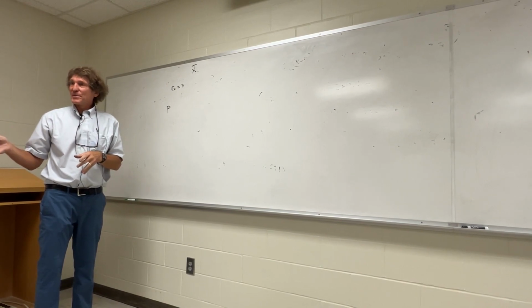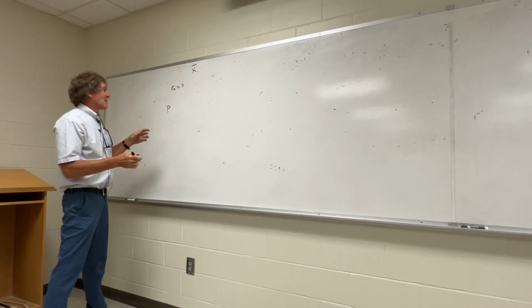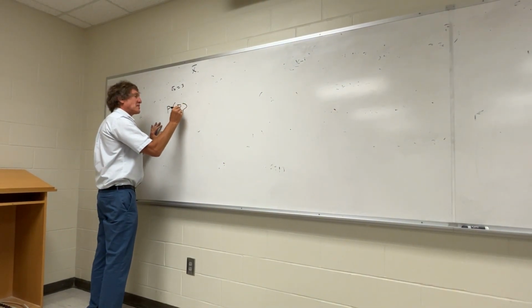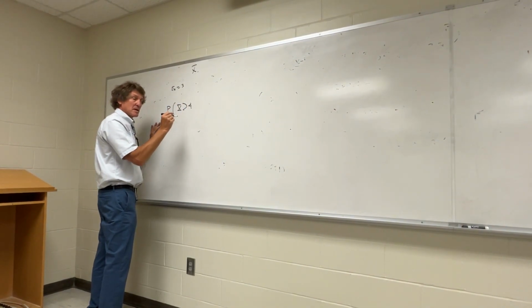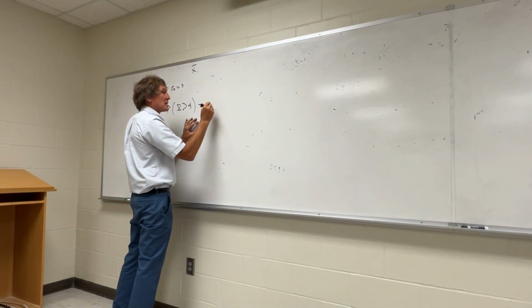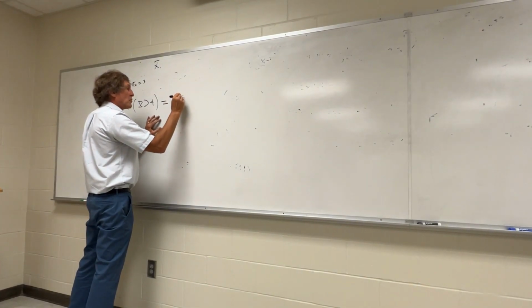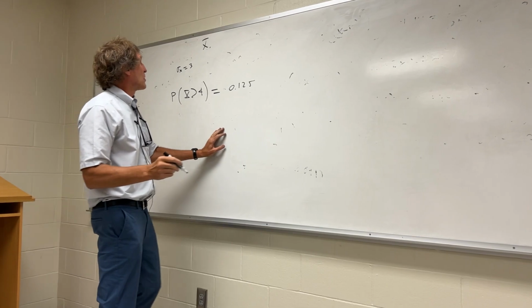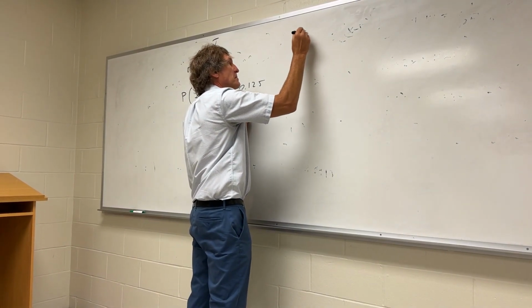All right, you with me, class? I'm going to give you the probability of x being greater than 4 is equal to 0.125, or 1/8, all right? So now I want you to tell me the mean.